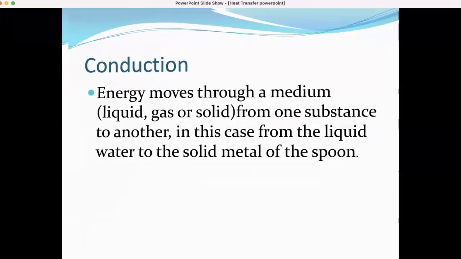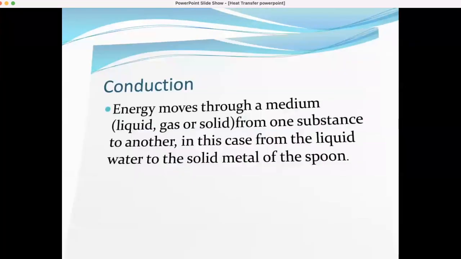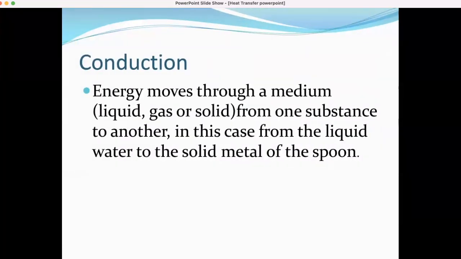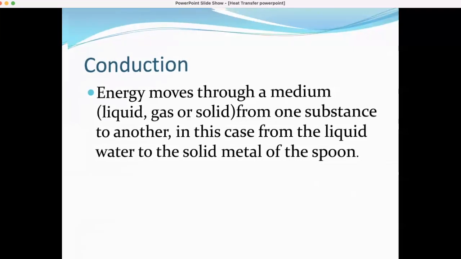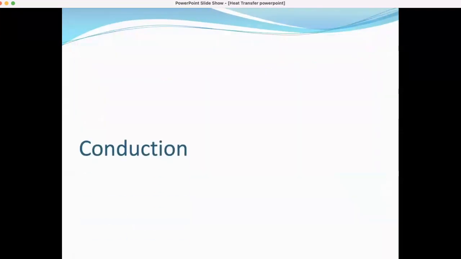Let me give you a scenario before I go further. For conduction, for instance, you put on a pot of water, and then you put in the spoon. Anybody ever done that before? You put the spoon in the pot and leave it for a while. What do you think will happen? The heat is transferring from the water to the spoon. The spoon gets really hot, really fast, especially the metal, right? Good. So now we can relate.